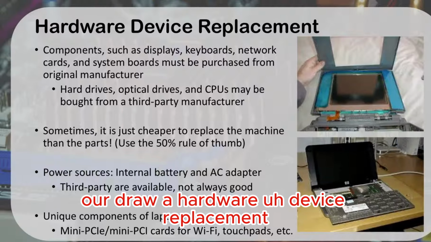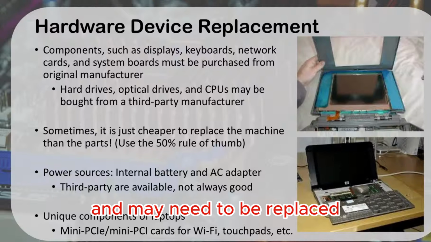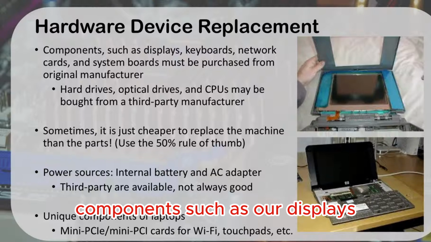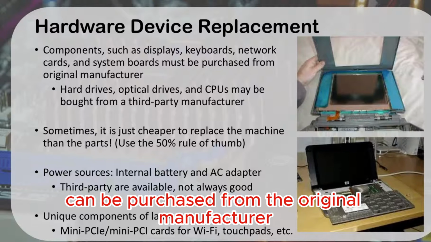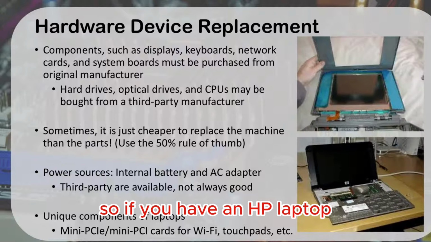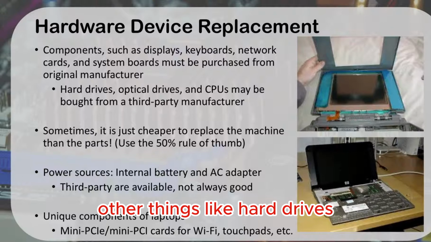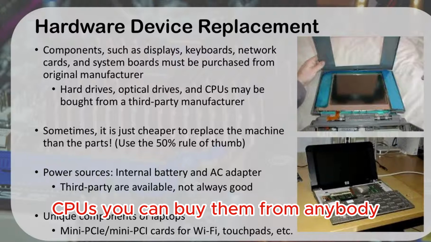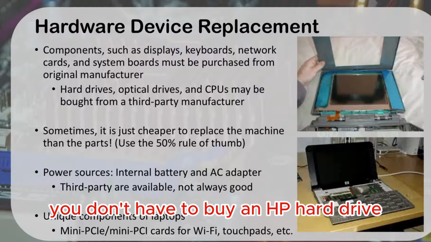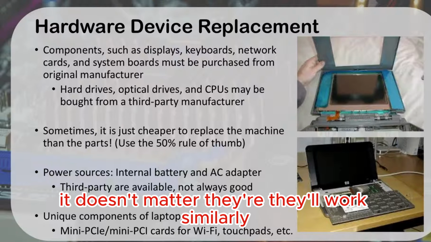Hardware device replacement. So we have a lot of components on our laptop that may break and may need to be replaced. Components such as our displays, our keyboards, our network cards, and our system boards can be purchased from the original manufacturer. So if you have an HP laptop, you'll go to HP to buy it. Other things like hard drives, CD-ROM drives, optical drives, CPUs, you can buy them from anybody. You don't have to buy an HP hard drive to put into a laptop. You can go buy a Samsung hard drive. It doesn't matter. They'll work similarly.